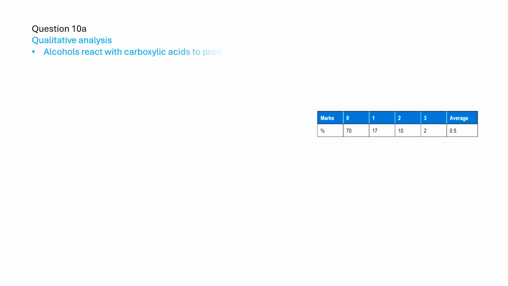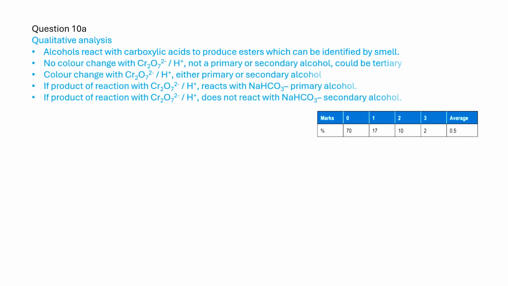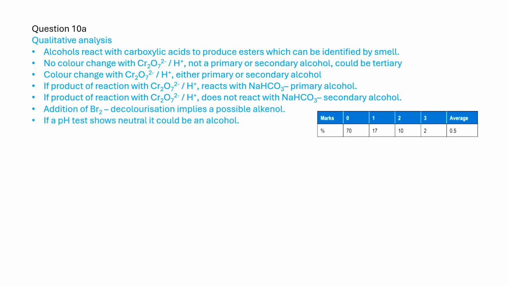Qualitative analysis determines whether a compound is an alcohol and the type of alcohol. Alcohols react with carboxylic acids to produce esters which can be identified by smell. Add acidic permanganate or acidic dichromate to the sample. If the color changes, it is primary or secondary alcohol. If not, it is tertiary alcohol.